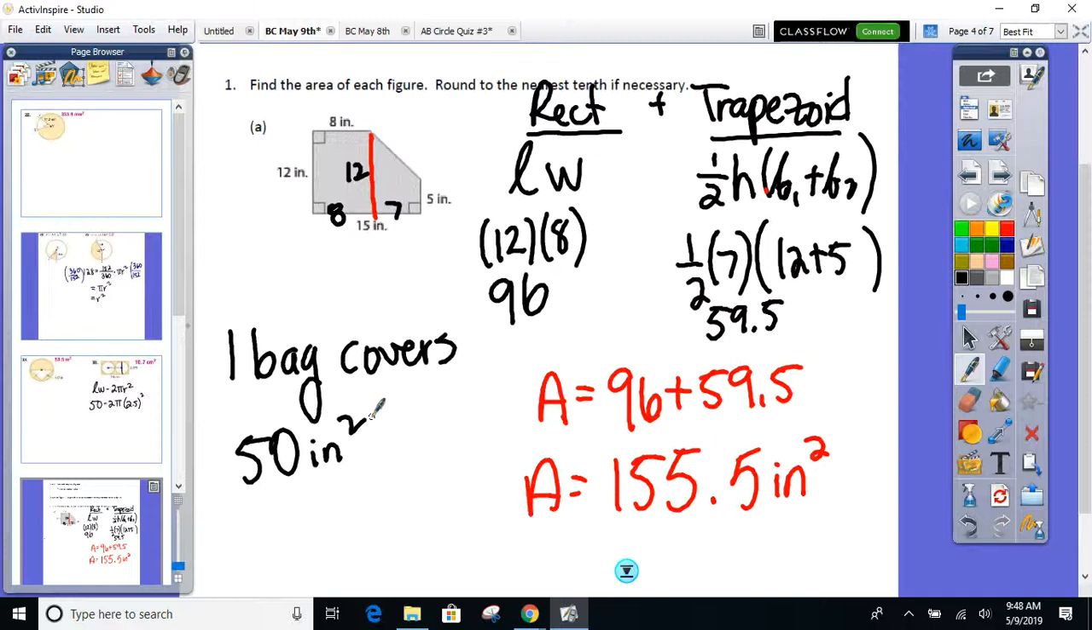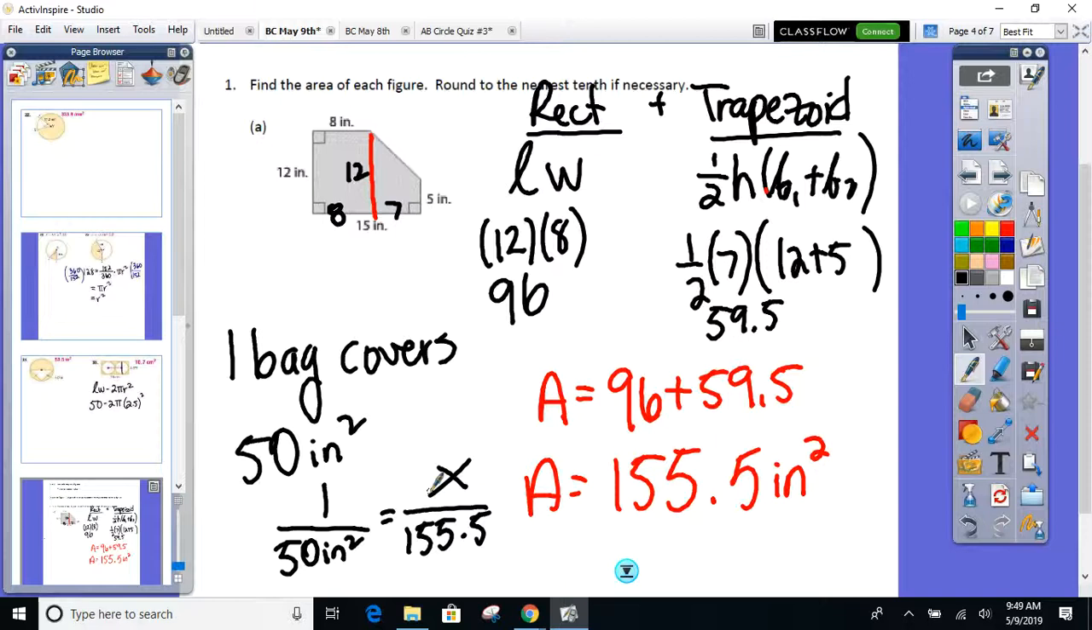How many bags am I going to need? Okay, so now you can say, all right, 1 bag for 50 square inches, right? I have 155.5. How many bags am I going to need? And what are you going to end up doing? 50x, divide both sides by 50. Okay, so that's an instance where you'd have to divide.